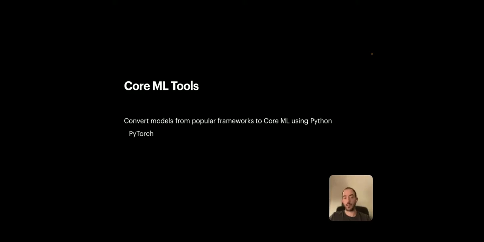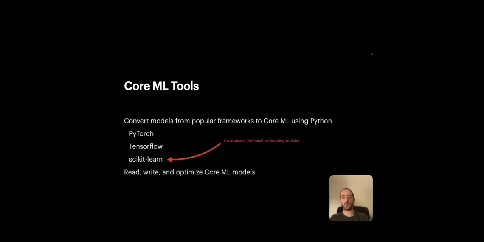These popular frameworks include PyTorch, which we've talked about several times, TensorFlow, also talked about several times, and Scikit-Learn, of course, just to appease the machine learning purists. You can also use Core ML Tools to optimize a Core ML model. So you can read it, write it, and optimize it, or not necessarily in that order. You probably want to read it, optimize it, then write it. And on Macs, not on Linux, you can use Core ML Tools to also run inference, which means you can run the models through Python, which is great for debugging and great for comparing to the output of the model that you converted from.